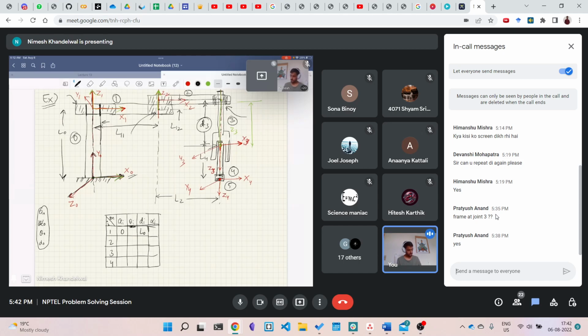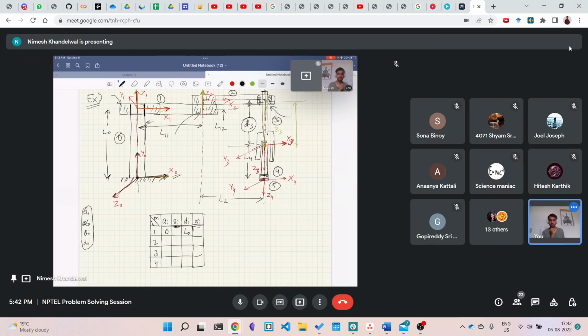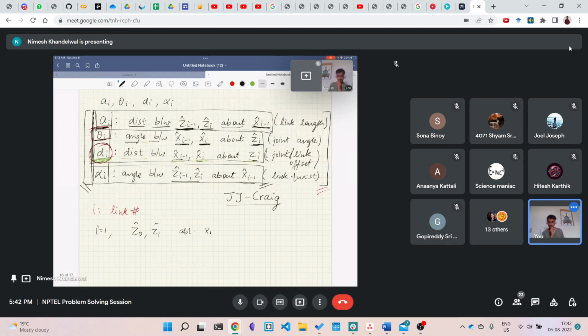And what is theta? Can anyone tell me? I just want to know what is theta 1, and here is the definition.